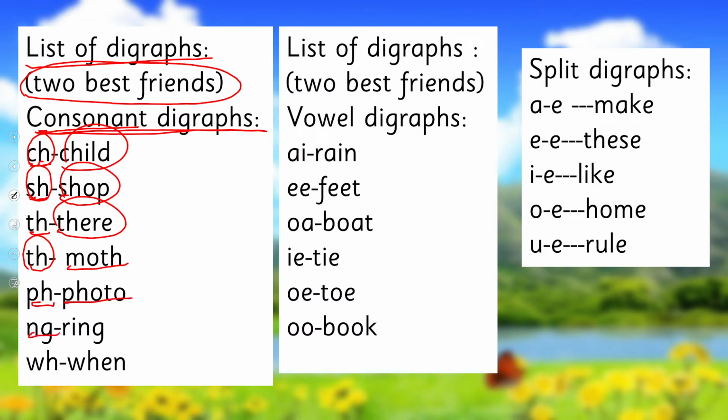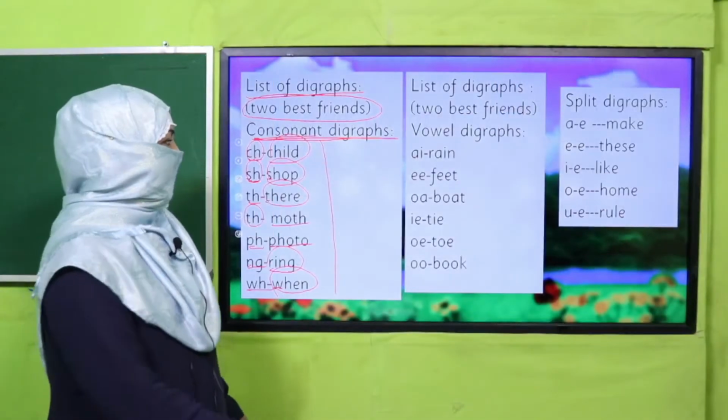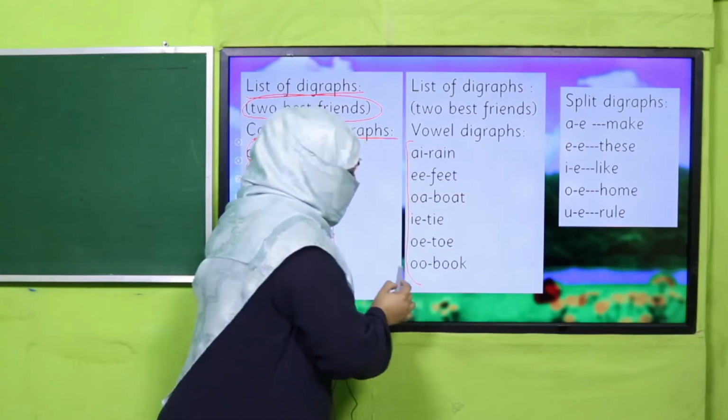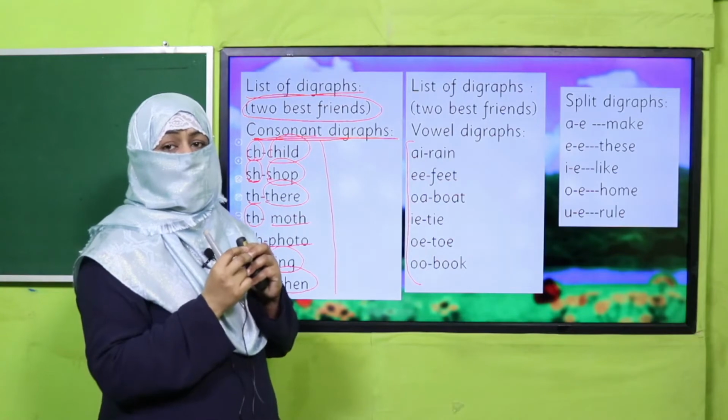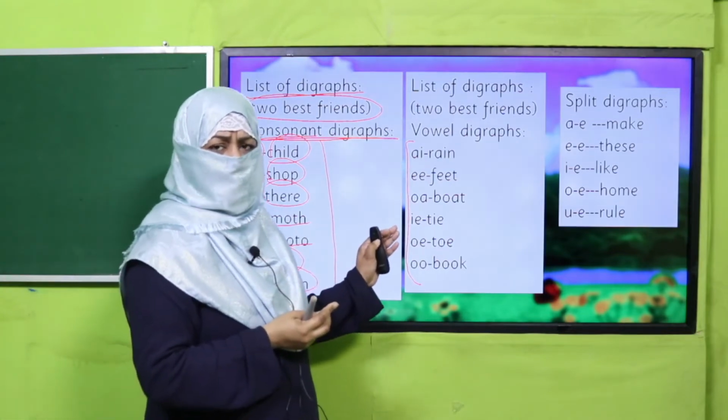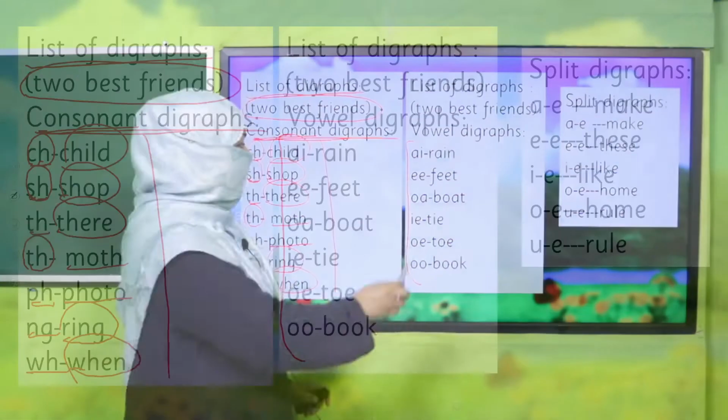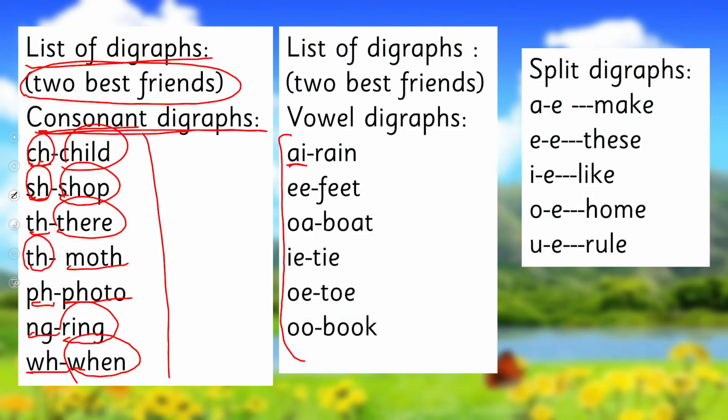NG as in ring, and WH as in when. These are the examples of consonant digraphs, and these are the examples of vowel digraphs. Vowel means when both letters are vowels and they are giving one sound, and this rule we have learnt in long vowel sound as well. Remember, when two vowels are walking, the first does the talking and says its name. So it makes a digraph as in rain, feet, boat, tie, toe, and book. Right? These two rules we have learned and practiced a lot.